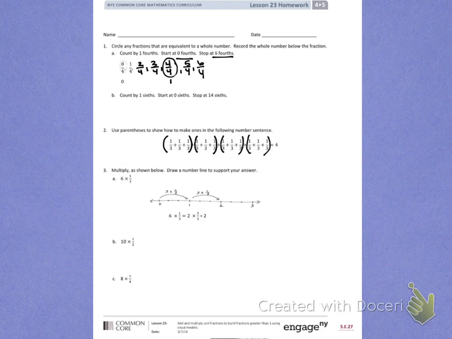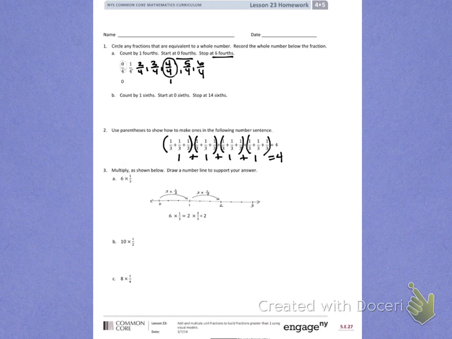And let's just double check this. It says it equals 4. This is 1 plus 1 plus 1 plus 1. And yes, that does equal 4. So we used parentheses to show how to make ones in the following number sentence.